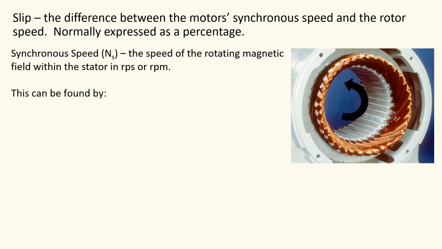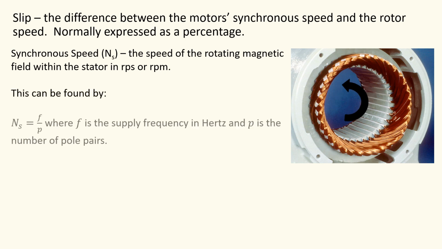Now, if we needed to find out what that is, we would use ns = f / p. The speed of that rotating field is dependent upon the frequency and the number of pole pairs. f is the supply frequency in hertz, p is the number of pole pairs.